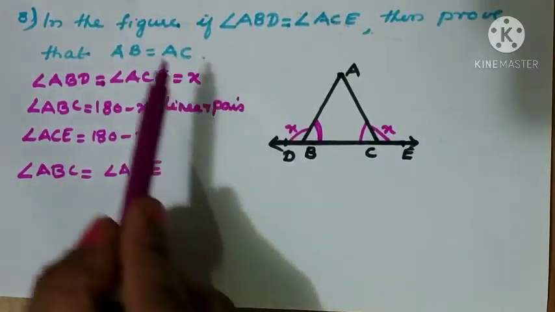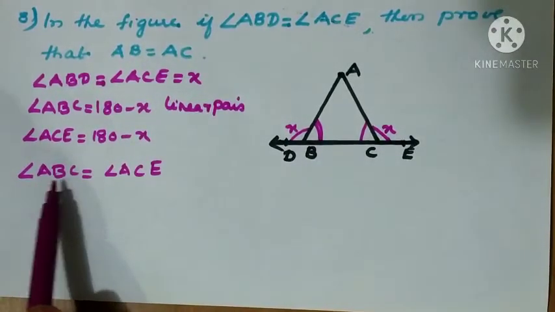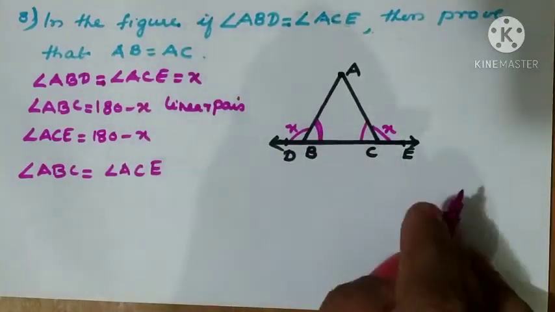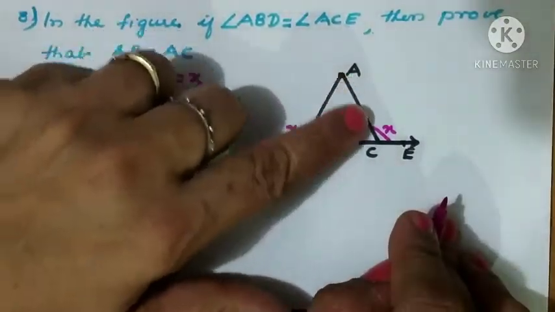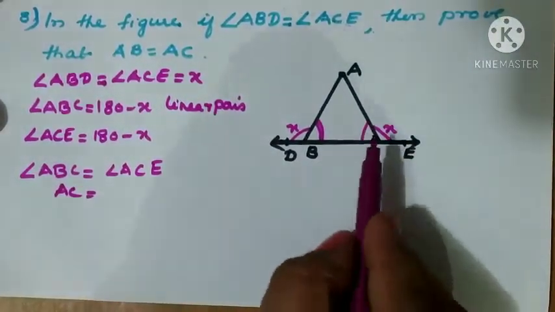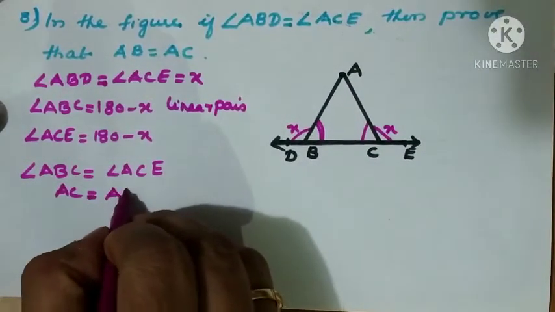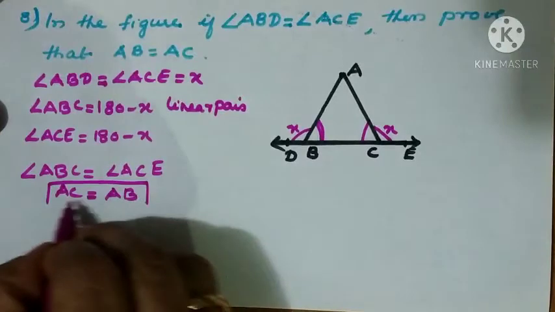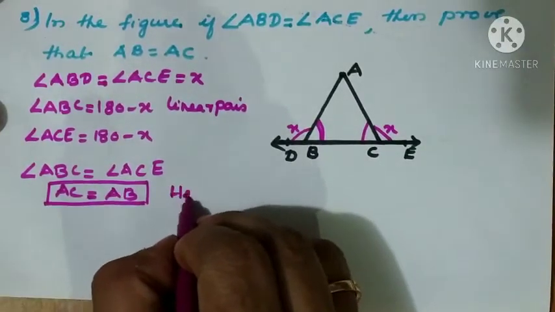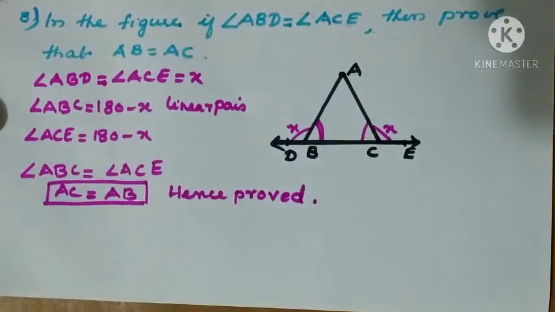Still the question is not completed. We should prove what? AB equal to AC. Now tell me, what is the opposite side to angle ABC? Angle ABC is this only. So what is the opposite side? AC. Similarly, ACB is the angle, then what is the opposite side? AB only. So AC equal to AB. Hence proved.